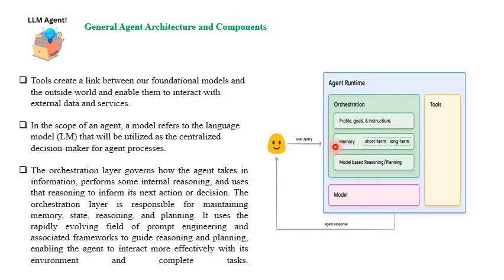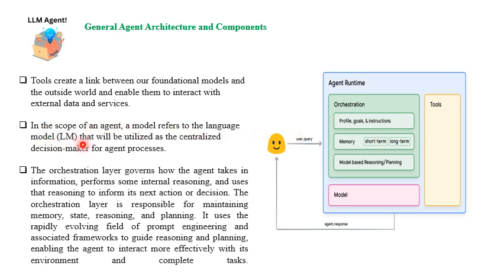Okay, in this slide, you see the general agent architecture and components. As you can see here, we have tools, we have the model, and we have the orchestration layer. I will introduce these items one by one for you. Tools create a link between our foundation model and the outside world and enable them to interact with external data and services. This is a very critical task that tools handle.